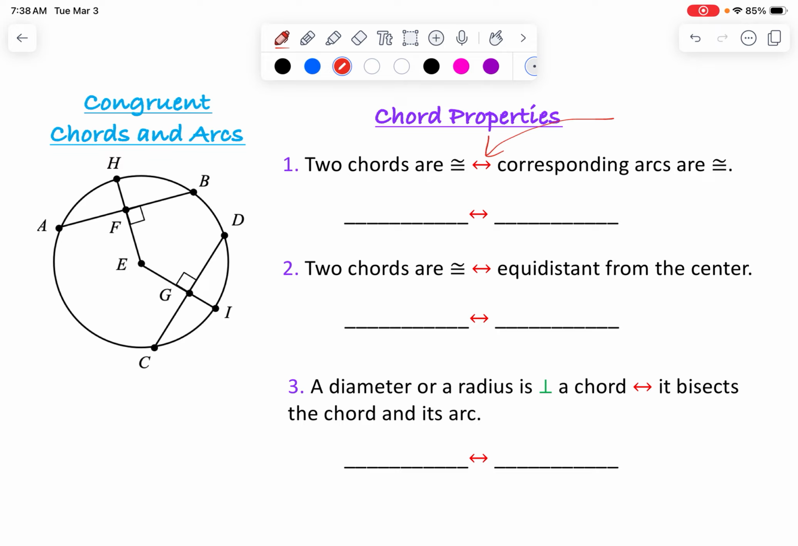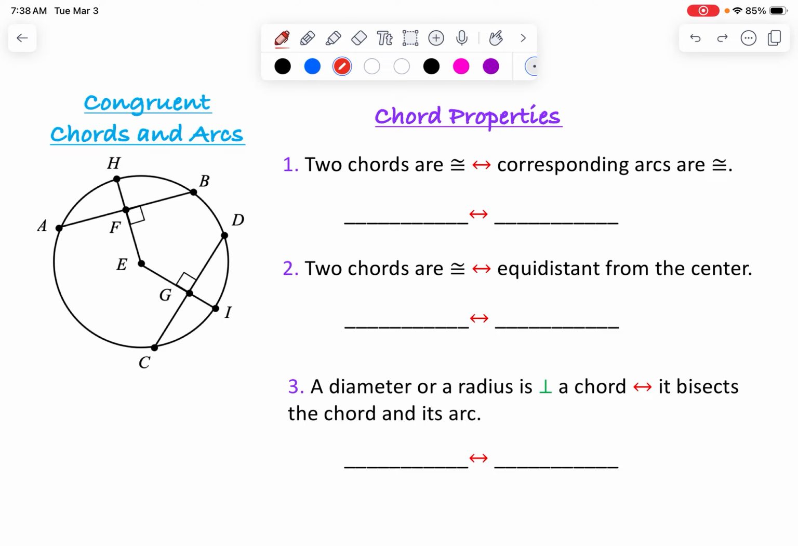Just a reminder that this means if and only if. So this is like an if-then statement that can work both ways in either order. So, okay, this first property says two chords are congruent if and only if their corresponding arcs are congruent.